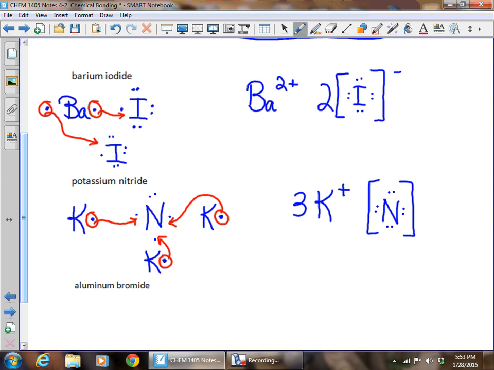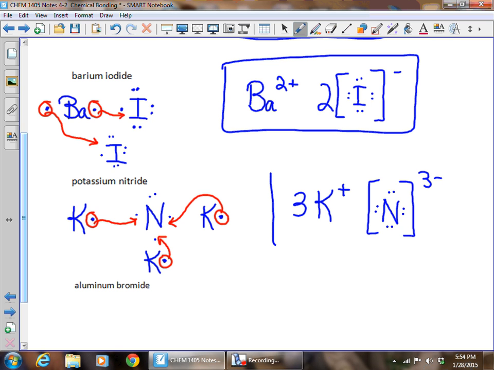But now that it's gained 3 electrons, what's its charge going to be? It's going to be a 3 minus. So your positives and negatives better balance out on these in order for you to have a correct formula for them. So again, this is the boxed in answer for this one. This is the answer for this one.